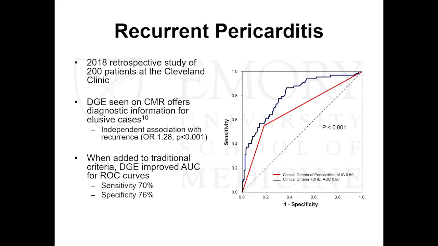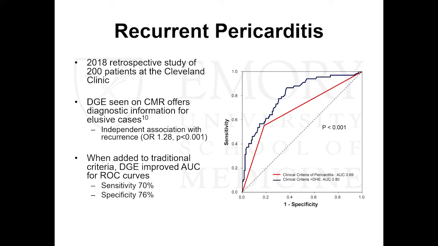So there was a 2018 retrospective study of 200 patients at the Cleveland Clinic. What they were looking at in this study was use of cardiac MR to help delineate patients that had recurrent pericarditis. All of these patients had had their first episode, and all had had at least one recurrent episode as well. What they looked at most closely was use of delayed gadolinium enhancement on cardiac MR to see how that altered their diagnosis.